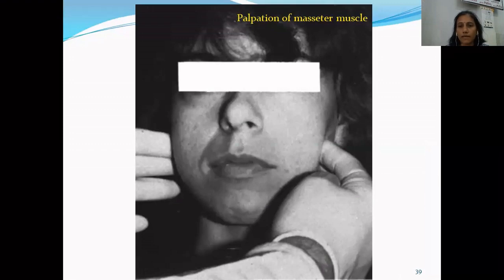So the first muscle of mastication you should examine is the masseter muscle. Whenever you are examining the masseter muscle, first you should instruct the patient to clench the teeth. Once the patient clenches the teeth, then you start palpating from the zygomatic area to the lower border of the mandible.